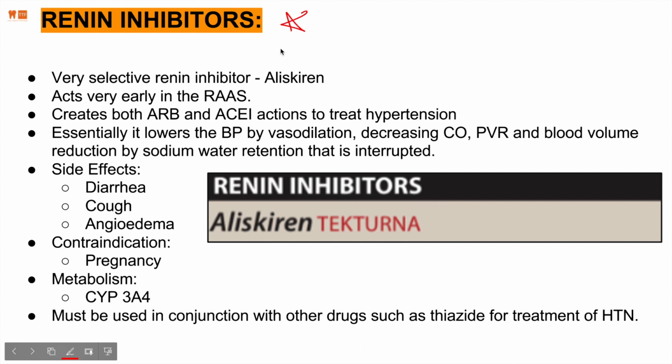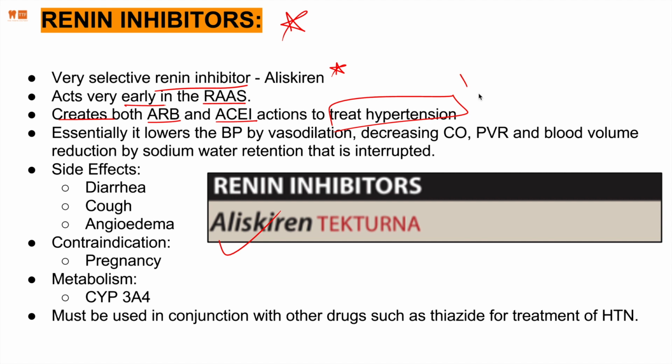Then comes renin inhibitors. Aliskiren, very selective renin inhibitor. So first step of RAS, blocked. It acts very early in RAS, creating both ARB and ACE inhibitor action to treat hypertension. The whole process is blocked. Essentially, it lowers the BP by vasodilation, decreasing cardiac output, decreasing the PVR, decreasing the blood volume, by reduction in sodium-water retention. And all of that happens just by aliskiren.